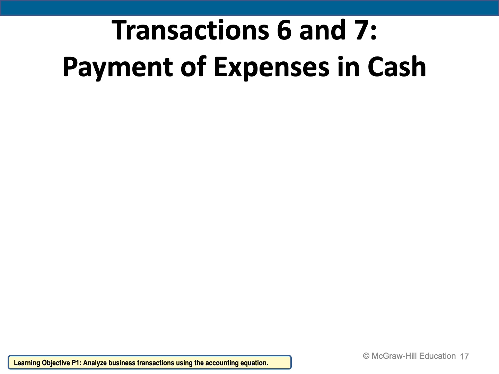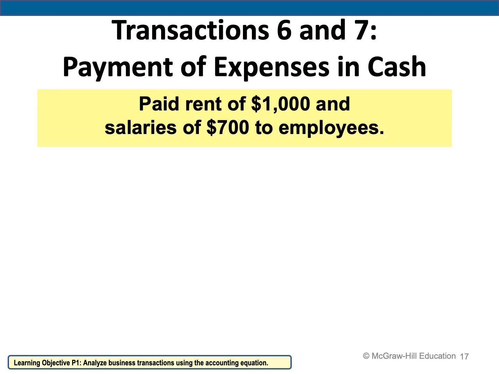Let's move on with transactions 6 and 7. The company paid rent of $1,000 and salaries of 700 to employees. There is a magical word here, paid. Whenever you see paid, you have to remember that if the company is paying, definitely the cash is reducing.